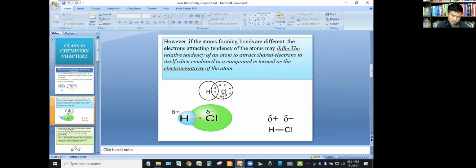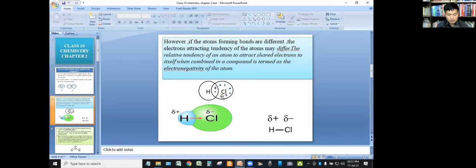And hydrogen will be somehow positive. So this type of bond where there is gaining or losing is called electrovalent or ionic bond. In electrovalent or ionic bond, one of the atoms is negative and one of the atoms is positive.